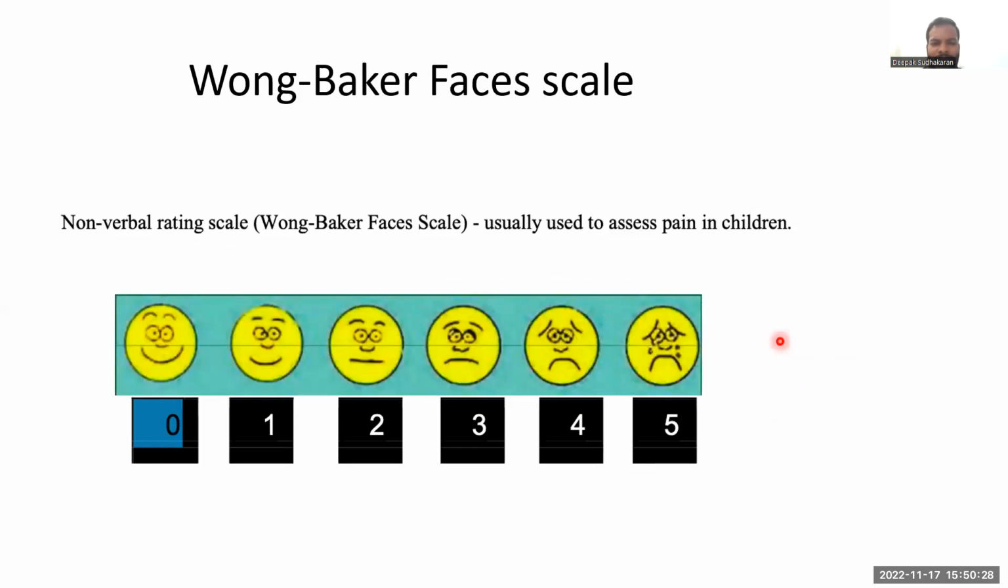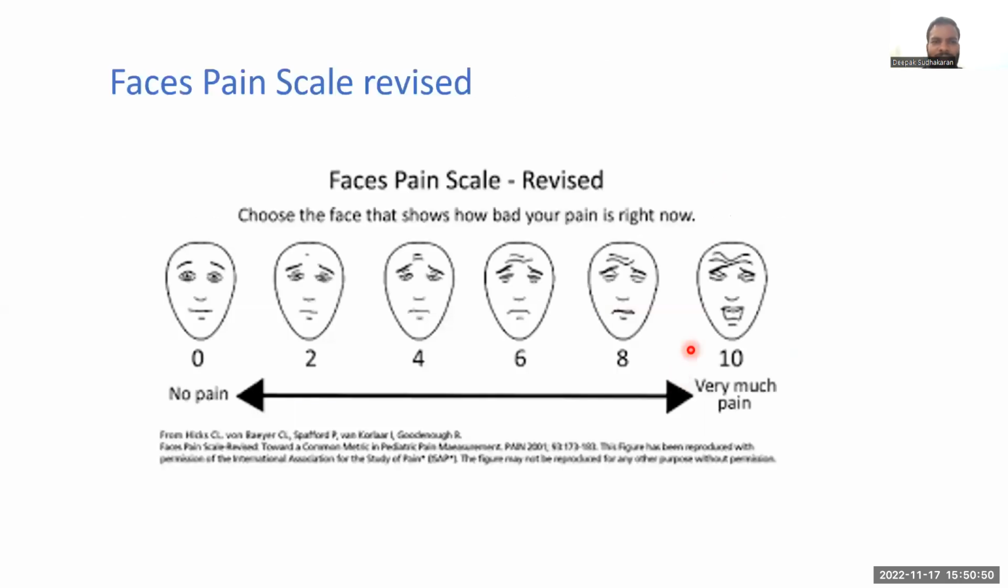You're okay, you're doing well, you're not okay, you're worse, you're so bad that you're crying. This particular scale where the faces are there is also called the Wong-Baker faces scale. It's a non-verbal rating scale. This is also used in children many a times because they can easily make out how they are feeling. This is a revised faces scale. Choose the face which shows how bad your pain is right now.